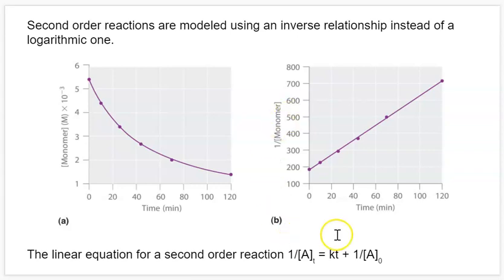But this time it's going to be 1 over A at time t, so whatever the y-axis component is going to be, is equal to kt, so a positive version of the rate constant times t, plus 1 over the starting concentration, so the y-intercept. And we can go through the same sort of algebra to calculate what the concentration is going to be at any specific time, assuming that we know the rate constant, which we probably have to figure out somehow experimentally.